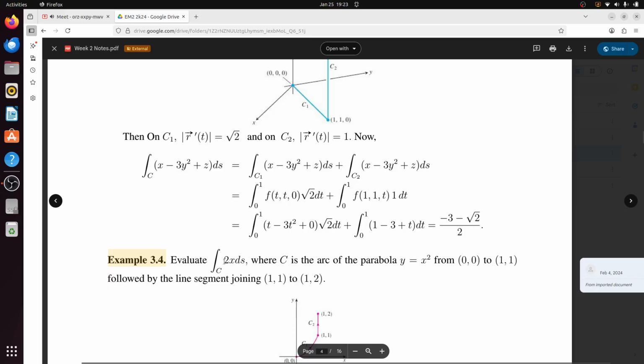Okay, then evaluate integral over c of 2x ds, where c is the arc of the parabola y equal to x square from 0 0 to 1 1, followed by the line segment joining 1 1 to 1 2.